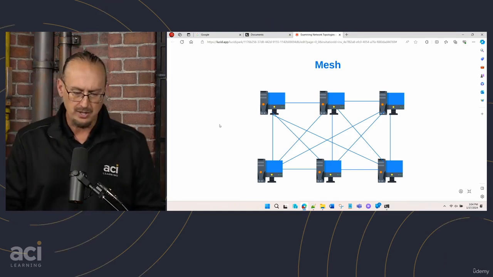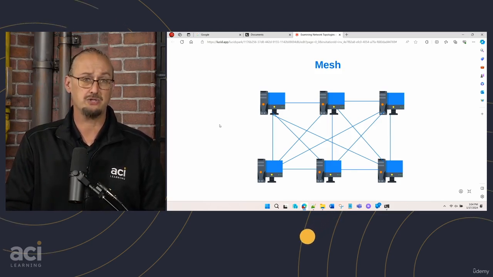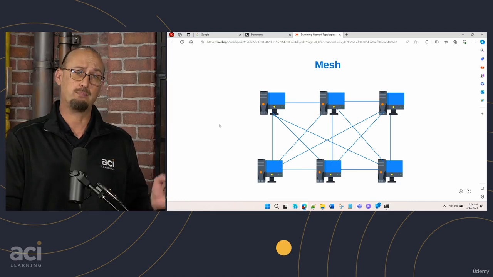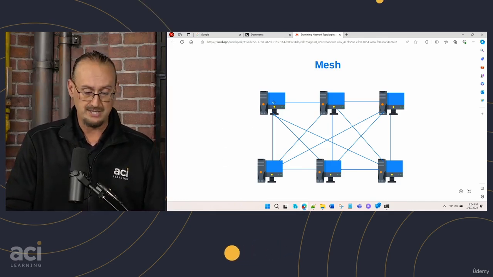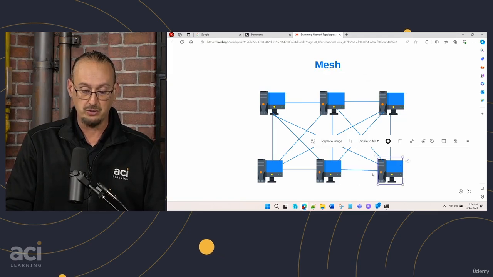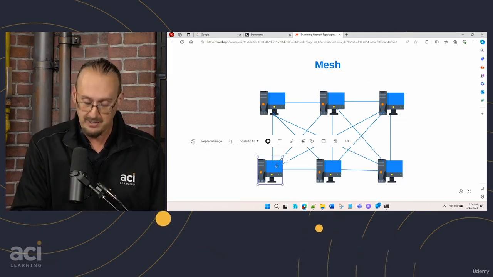Let me show you where you see this as well. In WAN environments. WAN environments use mesh topologies when they don't want a portion of the network to go dark when a router goes down. So if you were to replace every one of these with routers, you would see WAN technologies that are being used as mesh networks.